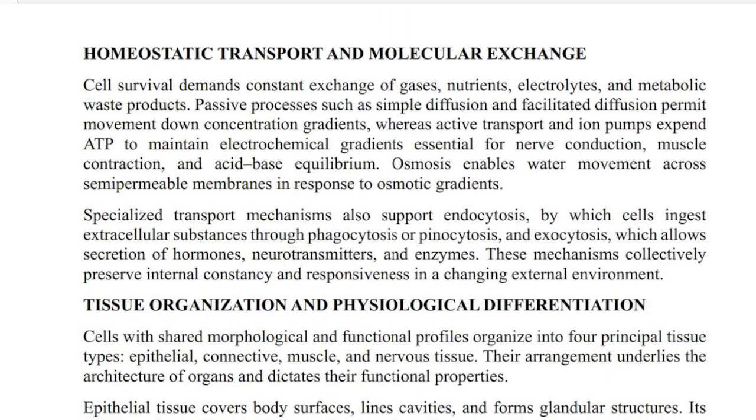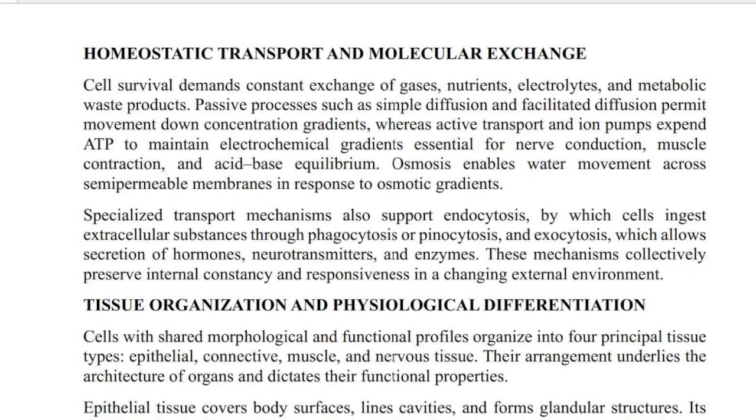Homeostatic transport and molecular exchange. Cell survival demands constant exchange of gases, nutrients, electrolytes, and metabolic waste products. Passive processes such as simple diffusion and facilitated diffusion permit movement down concentration gradients, whereas active transport and ion pumps expend ATP to maintain electrochemical gradients essential for nerve conduction, muscle contraction, and acid-base equilibrium.